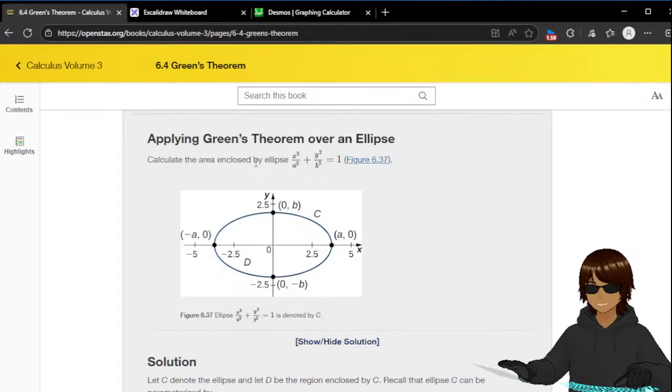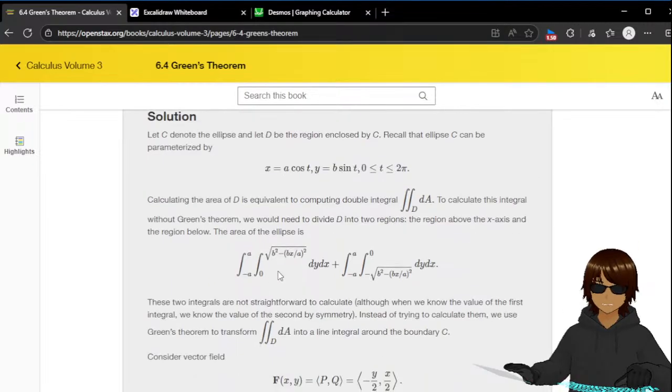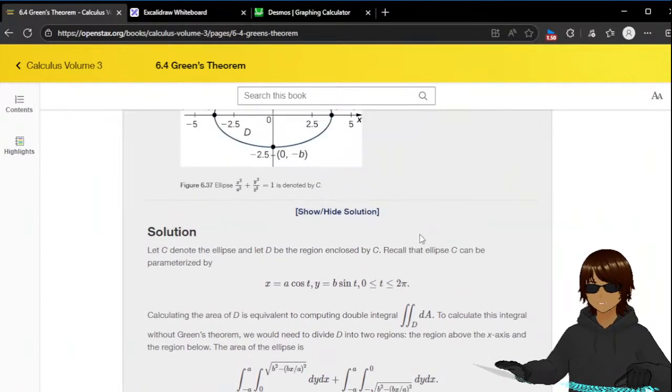Calculate the area enclosed by the ellipse x squared over a squared plus y squared over b squared equals 1. Let C denote the ellipse and D be the region enclosed by C. Recall that an ellipse C can be parameterized by x equals a cos t, y equals b sin t. Calculating the area of D is equivalent to computing a double integral. To calculate this integral without Green's theorem, we will need to divide D into two regions: the region above the x-axis and the region below. The area of the ellipse is... So we are doing this with... Shouldn't there be a function inside?